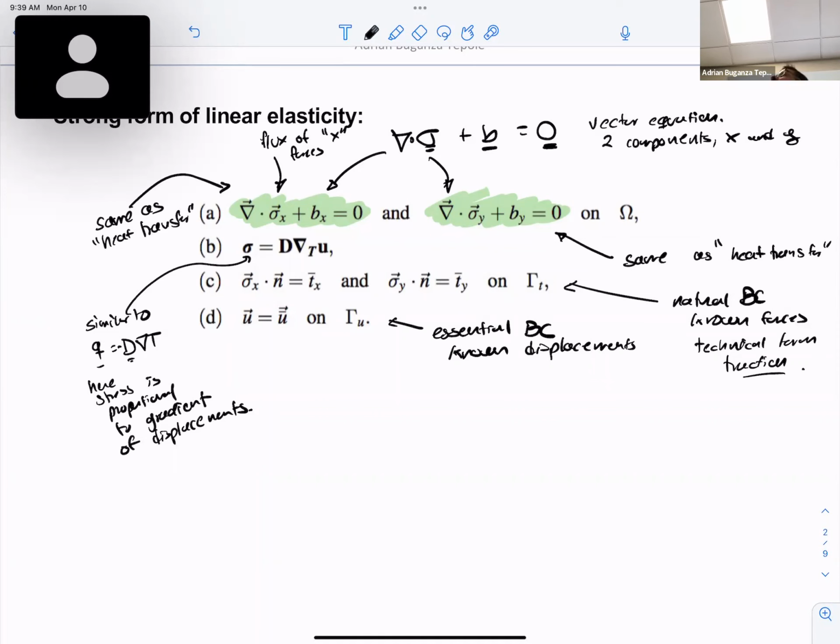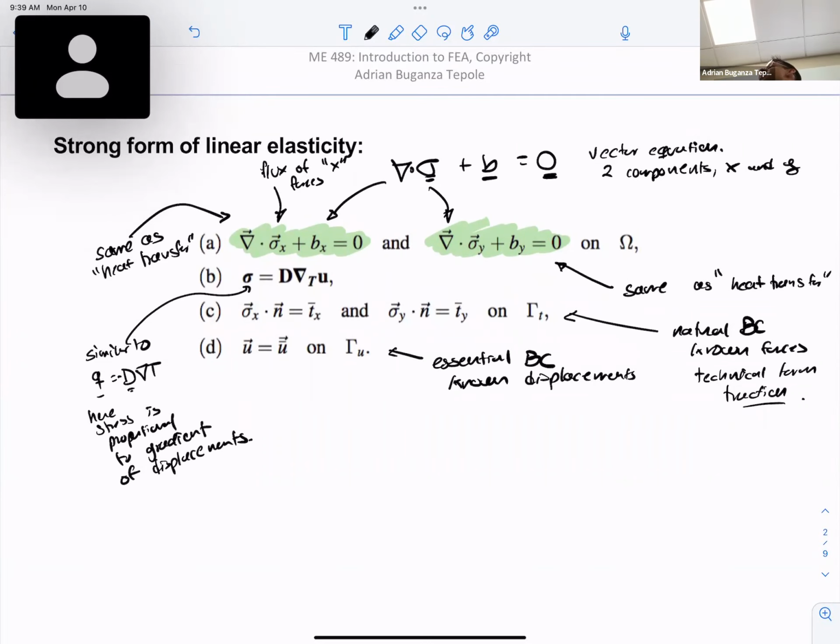So again, the elasticity problem is the divergence of the stress matrix plus the vector of body forces equals the zero vector. That's the matrix equation up here. Or you can write it as basically two heat transfer problems. I say heat transfer because it's not heat transfer, but the structure is the same. So divergence of this x flux vector plus the x source term equals 0, and divergence of this y force vector plus the y source term equals 0.